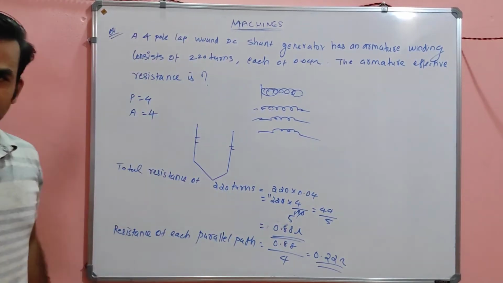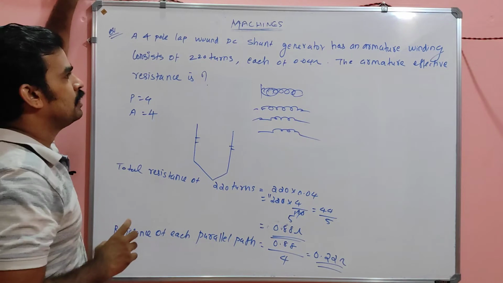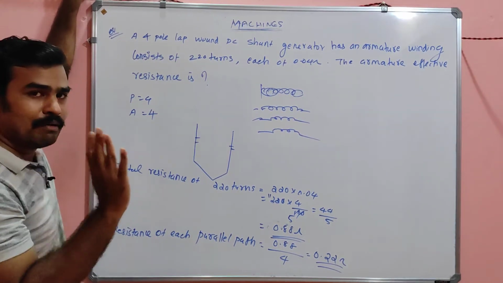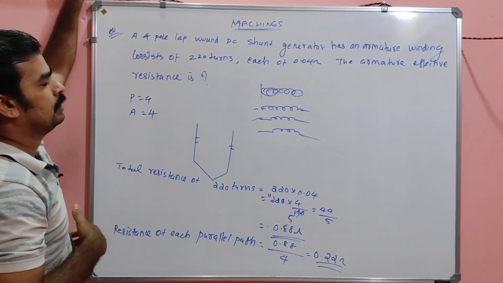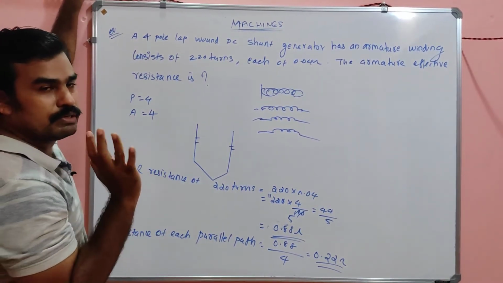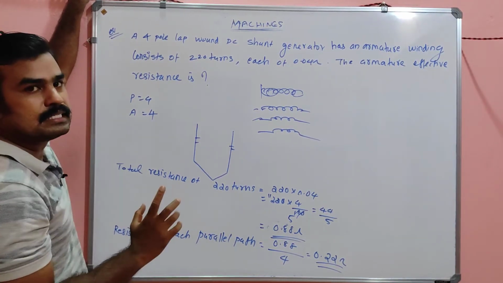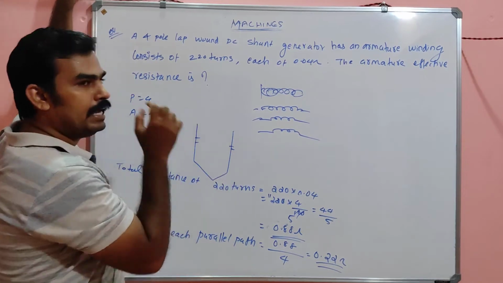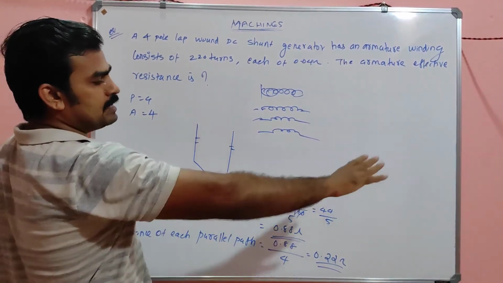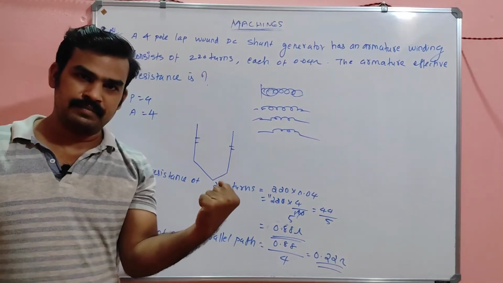Did you get the concept, my dear? I will say once again. You have 220 turns in your hand. Each of 0.04 ohm means each turn will contain 0.04 ohm resistance. So what will be the total resistance in your hand? 0.88 ohm resistance.